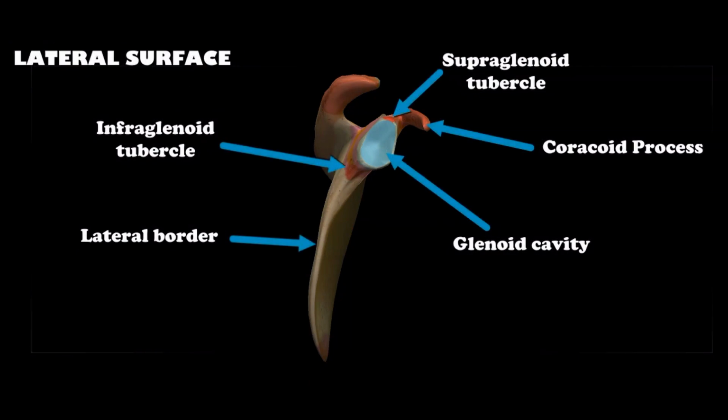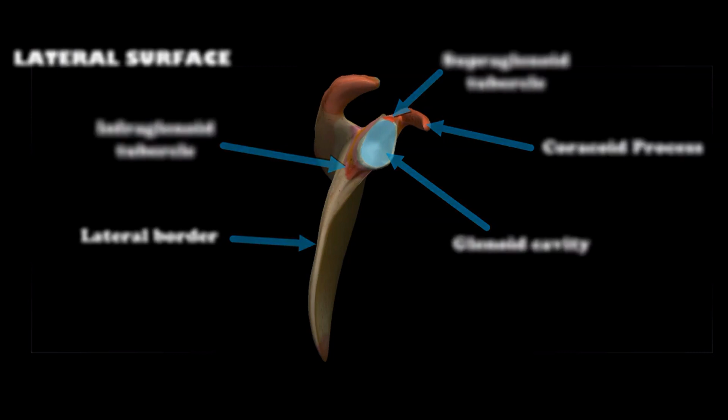On the lateral surface, the most prominent structure is the glenoid cavity. Its superior is supraglenoid tubercle and its inferior is infraglenoid tubercle. Coracoid process and lateral border are also visible on the lateral surface.